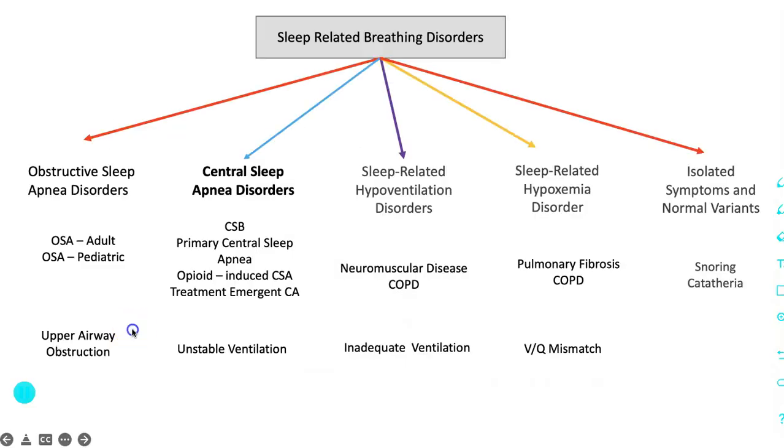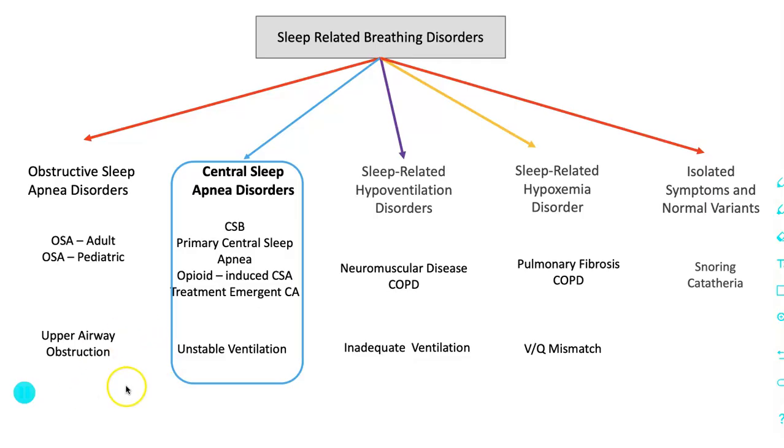Now let's discuss the second group of disorders, which is the central sleep apnea disorders. Here the primary issue is unstable ventilation due to problems in the central respiratory control areas. There is no airway obstruction. Central sleep apnea can manifest in several forms like Cheyne-Stokes respiration, primary central sleep apnea, medication-induced sleep apnea as in the case of opioid misuse, or treatment-emergent central sleep apnea, where it emerges during the treatment of obstructive sleep apnea with a CPAP or any other devices.